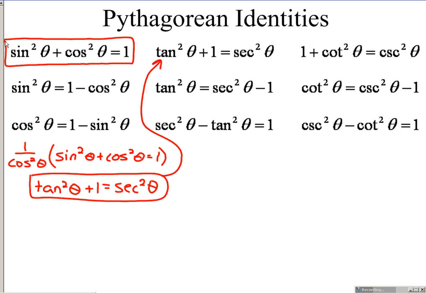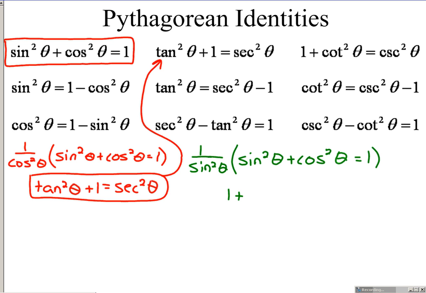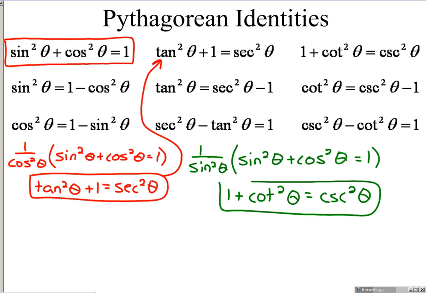Likewise, we can take our original and multiply by 1 over sine squared. So again, take the sine squared plus cosine squared equals 1. Distribute 1 over sine squared through. 1 over sine squared times sine squared is just 1. 1 over sine squared times cosine squared is cosine squared over sine squared, which is cotangent squared. And 1 over sine squared times 1 is 1 over sine squared, which is cosecant squared. And then this becomes our top identity here. 1 plus cotangent squared equals cosecant squared.